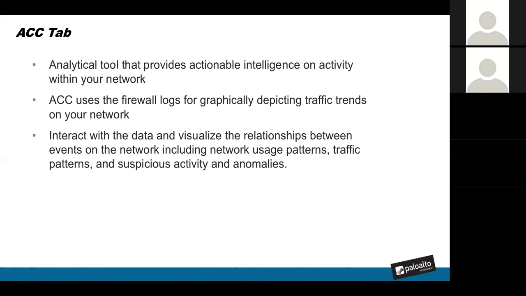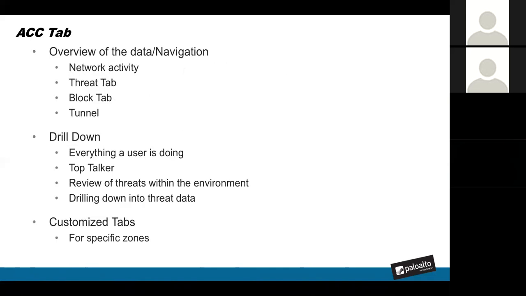Just let us know. The ACC tab is going to be a tool that provides you the actionable intelligence about what's moving and traversing across your network. It's going to depict it graphically, and it's going to give you a way to interact with that. Eric's going to talk about network activity, the threat tab, the block tab, the tunnel tab, and he's going to drill down in and show you some best practices of things you should be looking at on a regular basis.